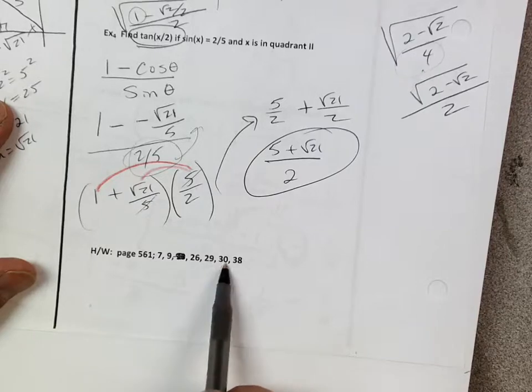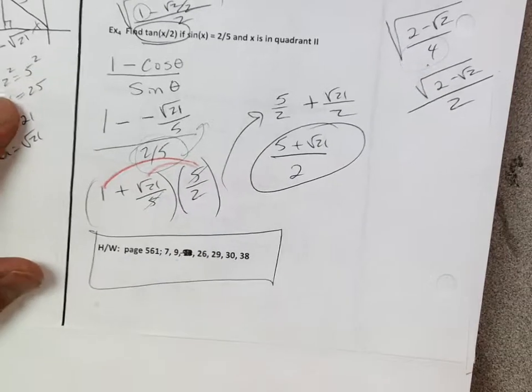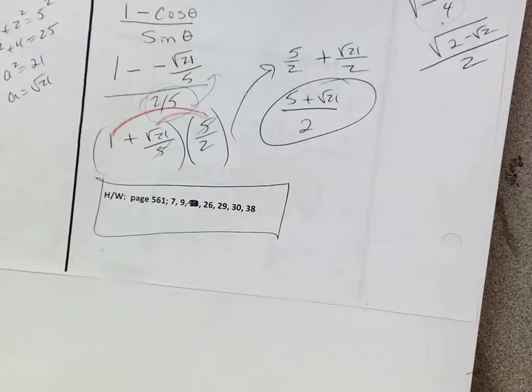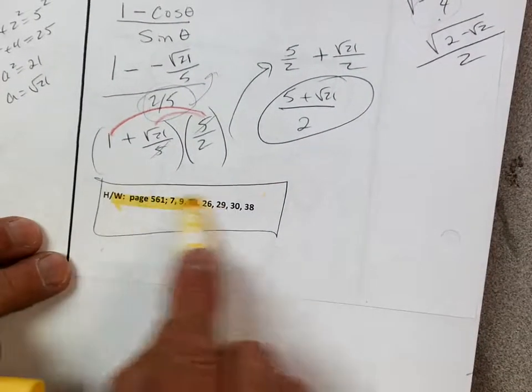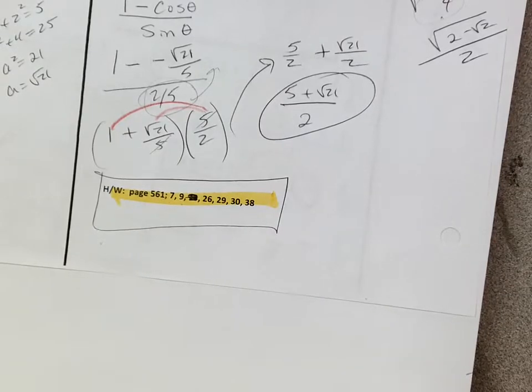Not a lot of problems. 1, 2, 3, 4, 5, 6 problems, because they're hard, aren't they? Right? They're hard. And I will do them with you. You guys want me to do them with you again? Yeah. Okay. So 5, 61, 7, 9, 26, 29, 30, and 38. And let me go ahead and put it online.